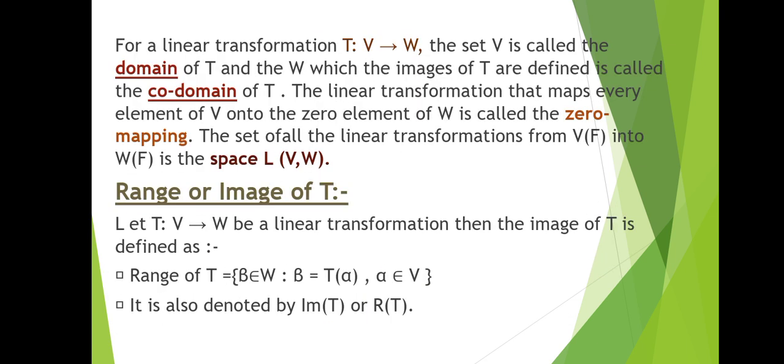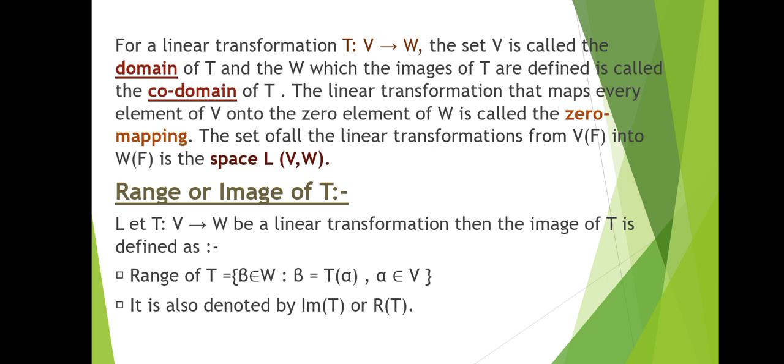For a linear transformation T from V to W, the set V is called the domain of T, and W, which contains the image of T, is called the codomain of T. The linear transformation that maps every element of V onto the zero element of W is called the zero mapping. The set of all linear transformations from V(F) into W(F), both over the field F, is the space L(V, W).